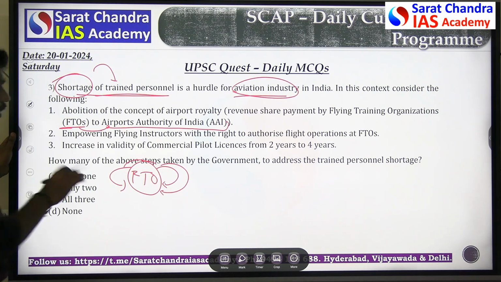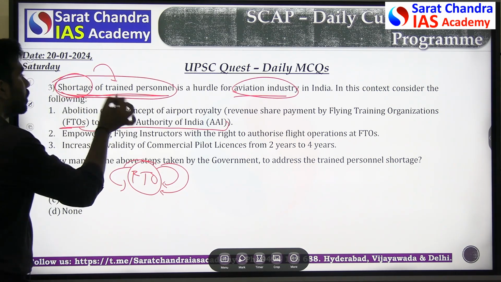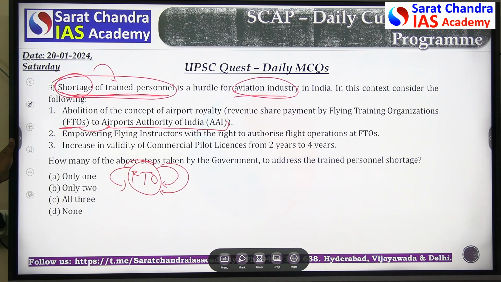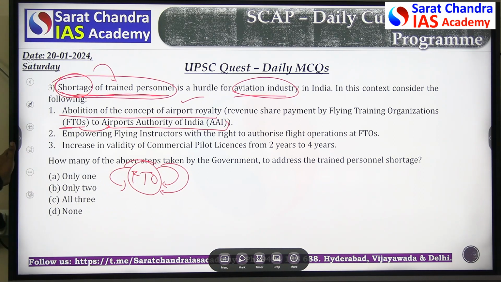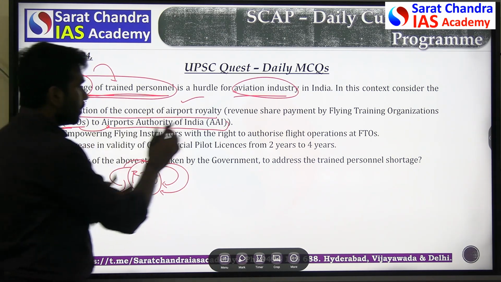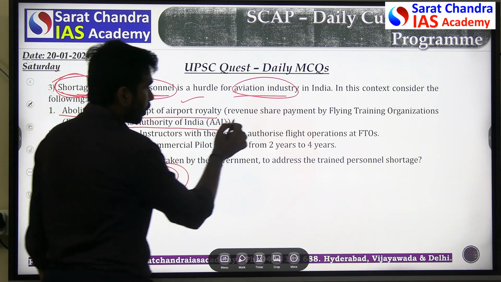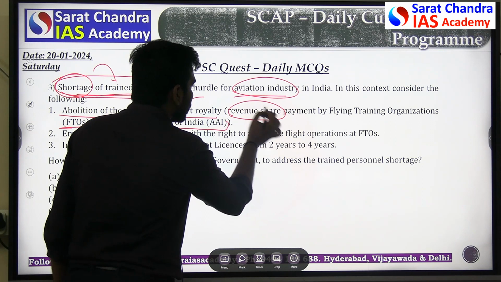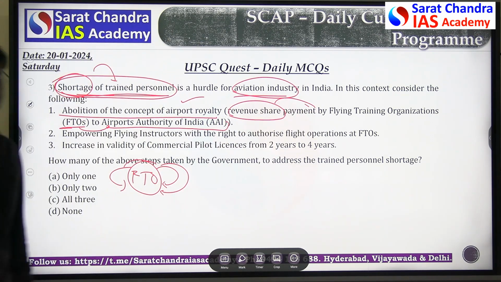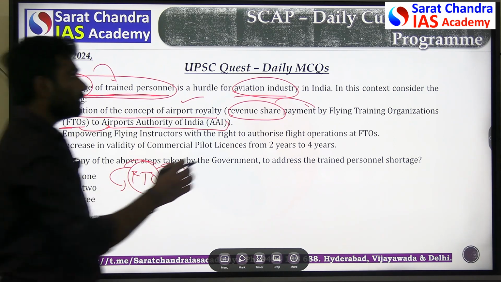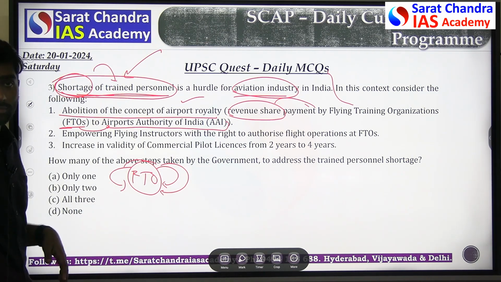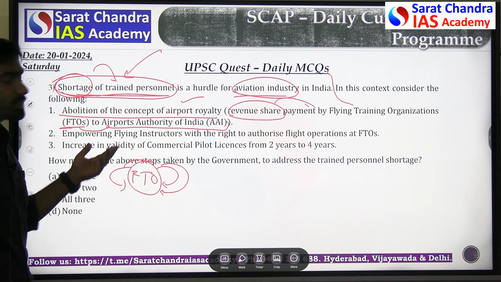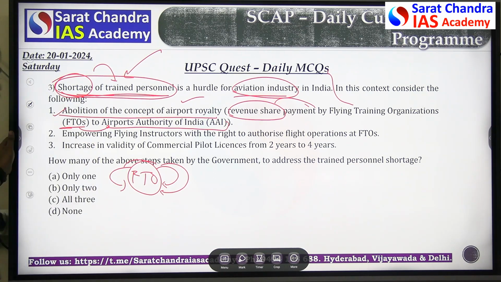Now, to reduce the shortage of trained personnel, the aviation industry clearly said that the concept of airport royalty should be abolished. When they eliminate airport royalty, the revenue share payment no longer applies to flying training organizations, so they can use this amount to hire trained personnel or to give training to other personnel. With respect to this, we can reduce the shortage.